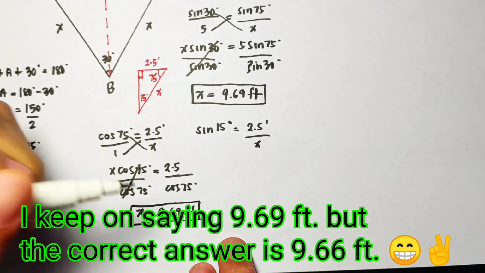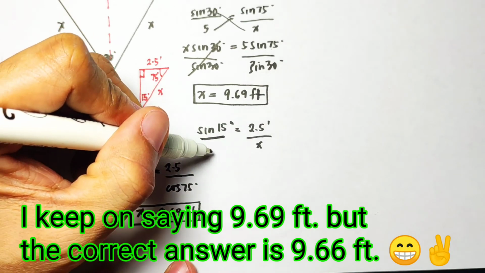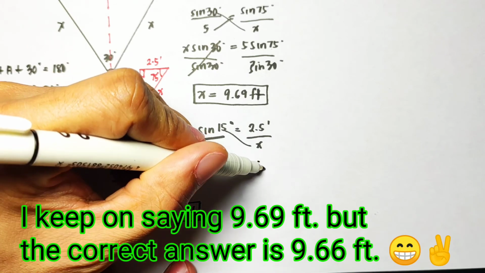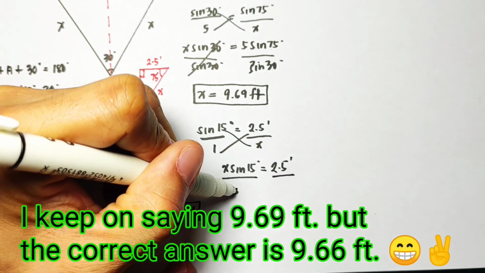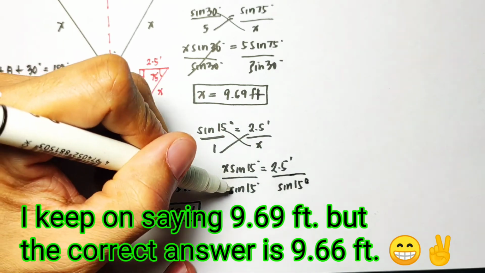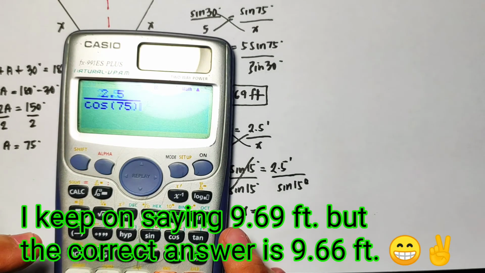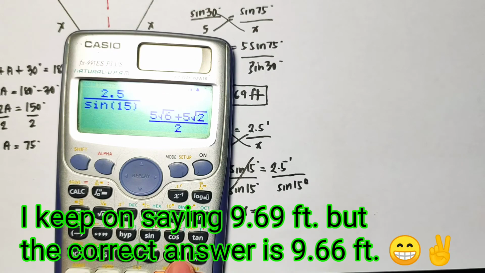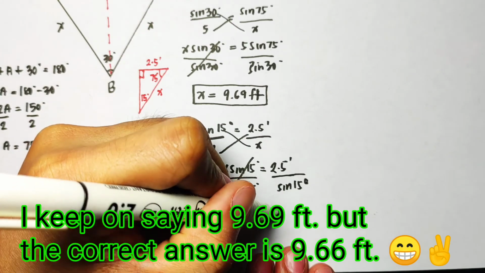Same answer. Next, using sine 15 degrees over 1, then cross multiply, we have x sine 15 degrees equals 2.5 feet. Then divide both sides by sine 15 degrees. Let's use our calculator to solve for this one. We have 2.5 feet divided by sine 15 degrees. So obviously, we will obtain the same answer of 9.69 feet.